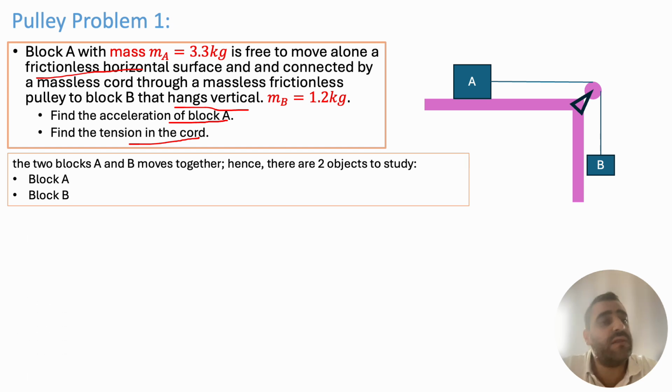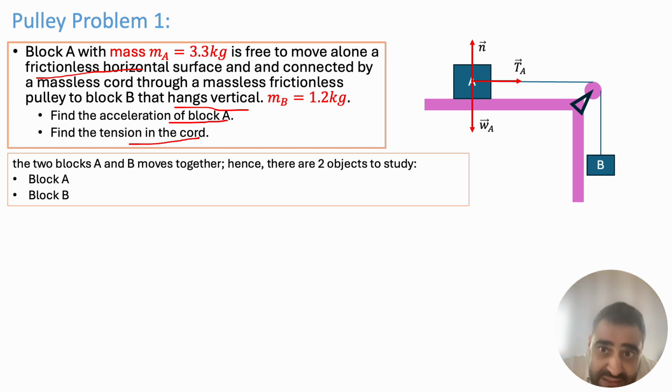Then we start by forces. So this is the first step. We know the objects that we are studying. And our second step is knowing the forces on the objects. What are the forces on A? We have the weight of A. We have the tension in the cord.